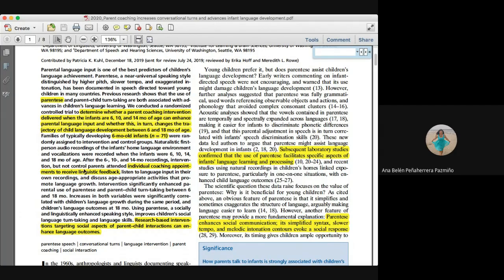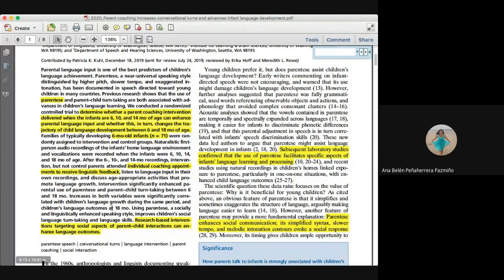First, they divided these families into groups. The first group was the one that had this intervention, meaning the parent coaching intervention. And the other group was the control group, which didn't have the coaching condition.